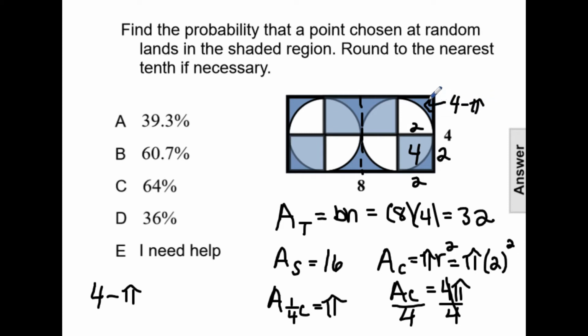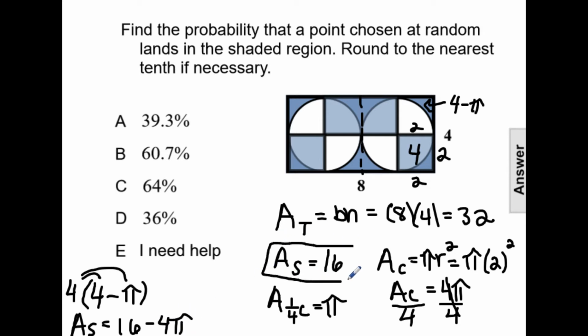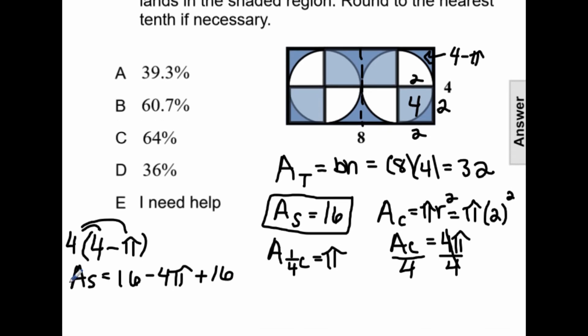But there are 4 of them. There's 1, 2, 3, 4 of those shapes shaded in the figure. So we have to multiply that by 4, so that the area of the shaded is going to be, if we distribute, 16 minus 4 pi. But we have to remember we also had 16 from those 4 squares, so we're also going to add 16 to that. So we can simplify that: the area of the shaded is going to be 32 minus 4 pi.